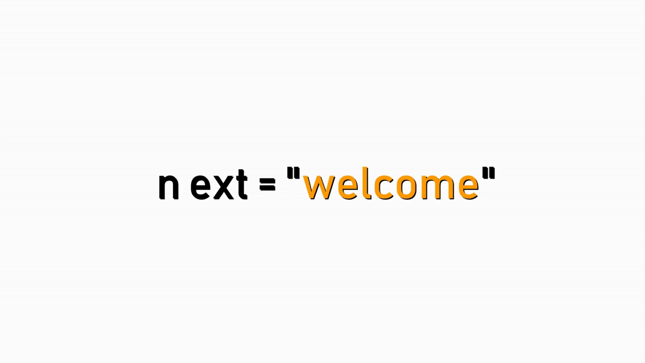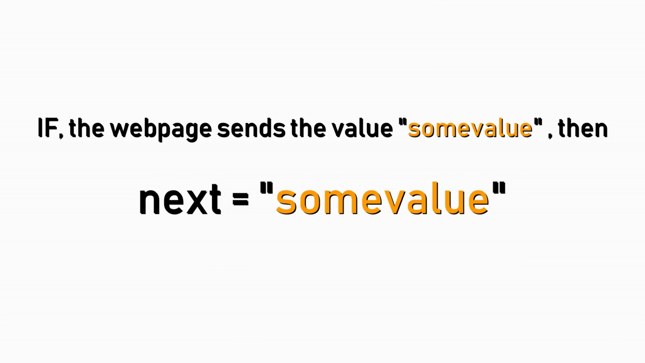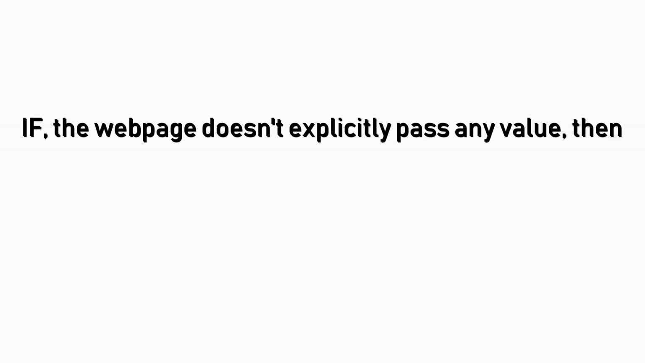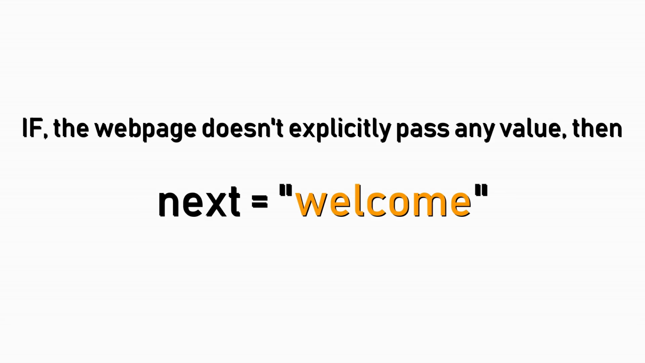Anyways, after looking at the level.py code, I found out that the value of the parameter next is set to welcome if there is no specific value that is defined for the parameter by the web page itself. Which means if the web page is passing some value for the next parameter, then the same value is assigned to the next parameter. But if the web page doesn't explicitly define any value for the next parameter, then the parameter takes the value welcome by default.